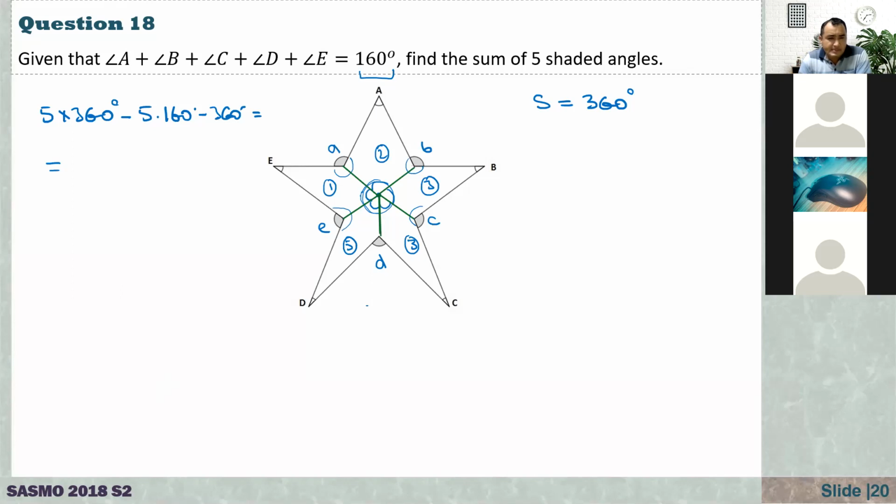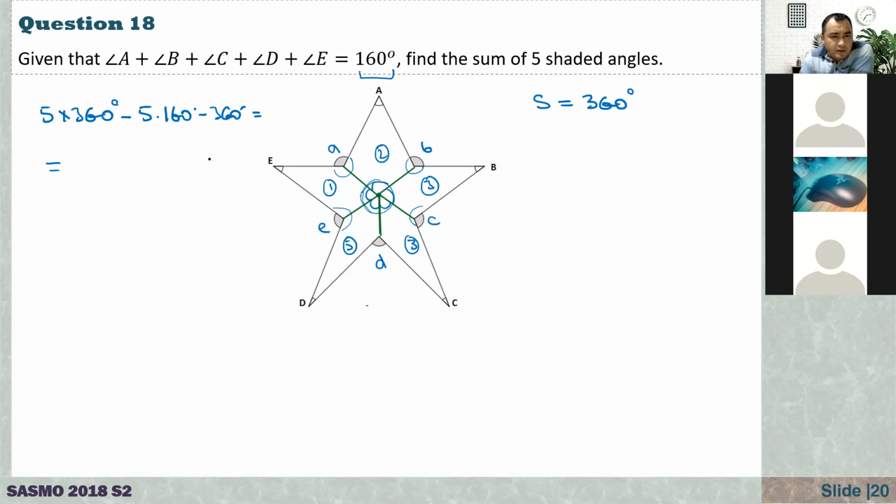So all the angles together minus 5 times 160 and minus 360 in the center. Yeah, it's clear. We get 1, 2, 3, 4, 5. The sum of the angles, 360 minus 5 times 160. The answer will be, what is the answer? Is it 640?